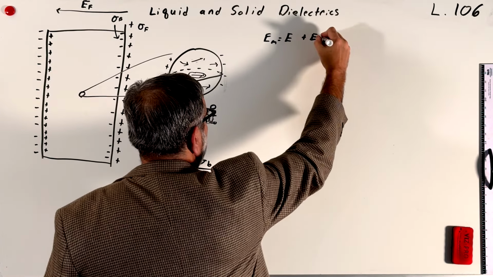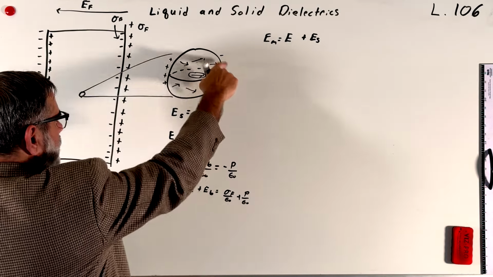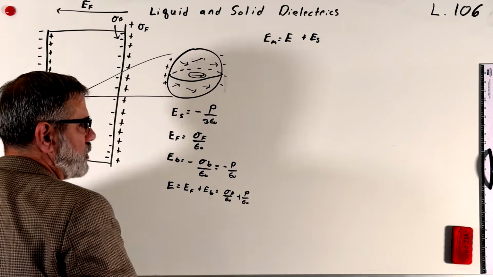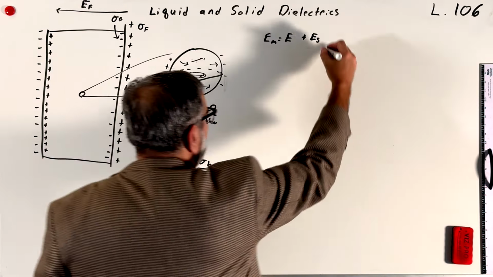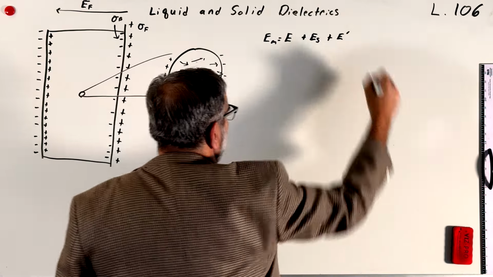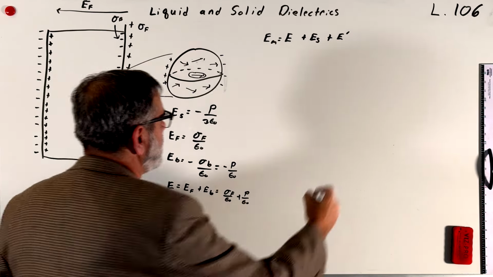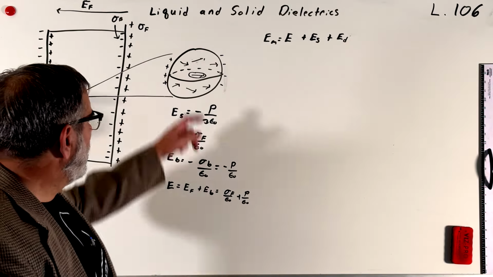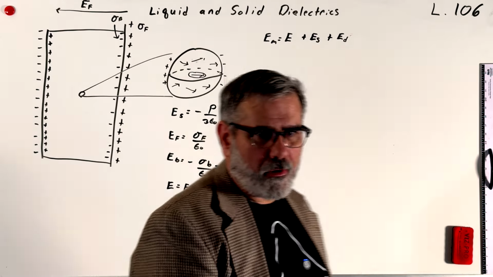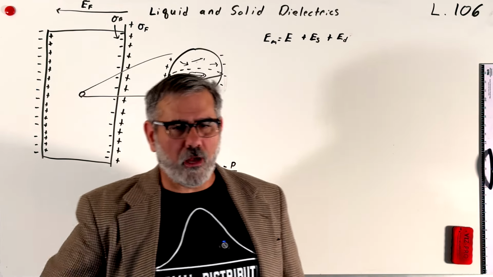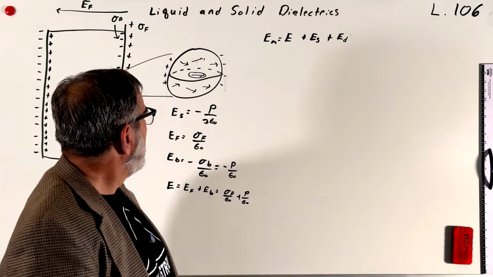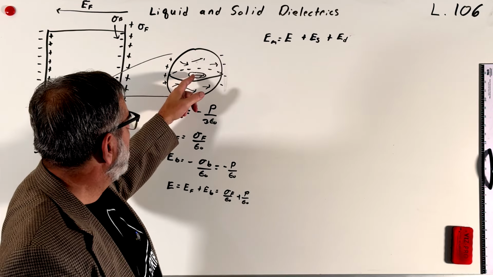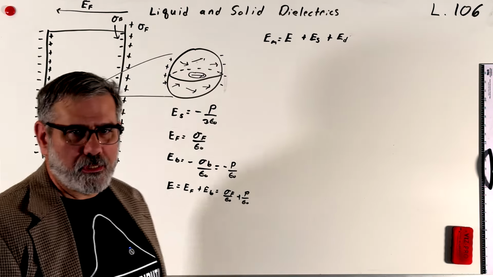plus the electric field due to the polarization in the sphere itself, so we call it E sub s, and plus, I'll just call it E prime. That's the dipoles. I guess I could call it E sub d. That's probably better. E sub d. That's the electric field due to the dipoles inside that sphere. Right? So after we add all these electric field contributions up, we can then finally add up the contribution from each of the dipoles inside of that sphere.